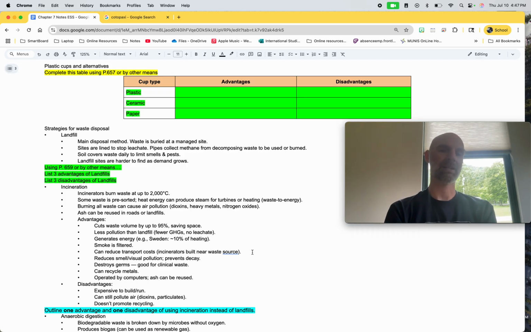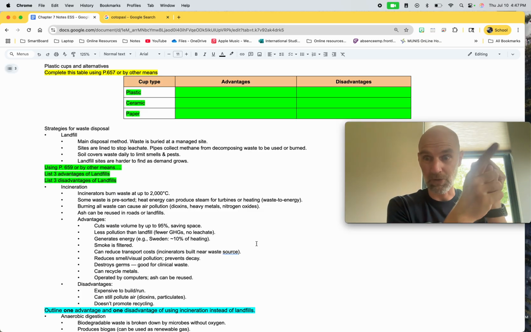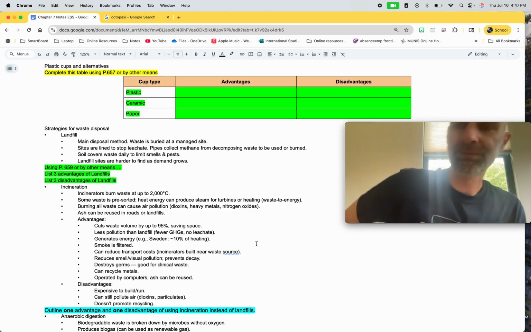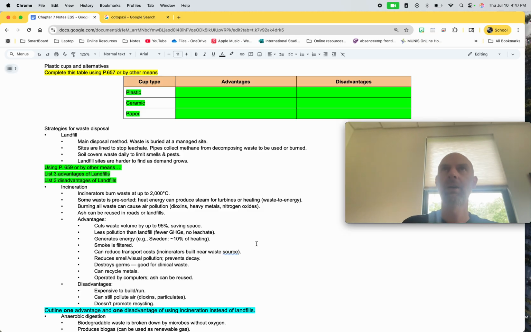Incineration burns waste at up to 2,000 degrees Celsius. Some waste is pre-sorted. Heat energy can produce steam for turbines, or heating, waste to energy. So basically what you're doing is you're taking your trash and you're burning it. And by burning it, you're spinning a turbine, which will then generate energy for you.